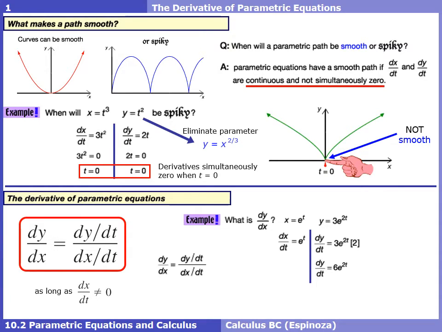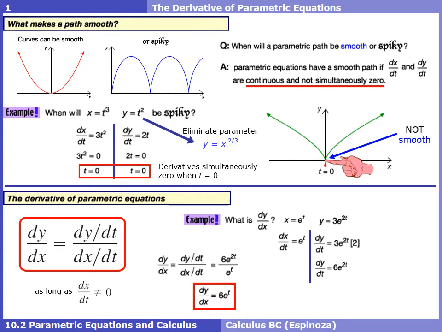If we want to find dy/dx, we need to take dy/dt, which is the 6e to the 2t, and divide that by dx/dt, which is e to the t. If we simplify that, e to the 2t over e to the t would just be e to the t. We would take the powers and subtract them, so 2t minus t would just be 1t. And that's the result. The derivative of these parametric equations, dy/dx, is 6e to the t.